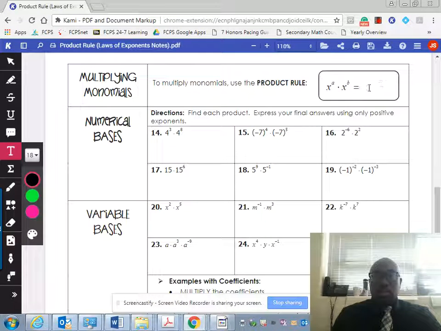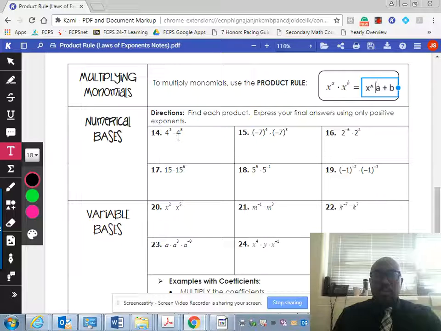So all we need to do in this particular case is our final answer will end up being x. The base still stays the same, but the product rule states that if we're multiplying two exponents that have the same base, all we do is add their exponents, and that is our final answer. So a plus b. Okay. So let's look at a couple of examples down here below.